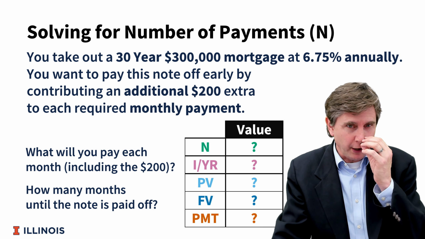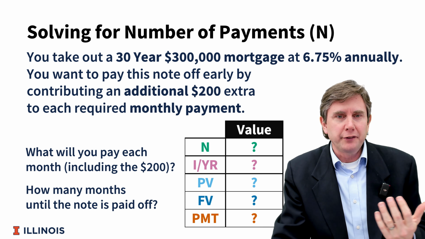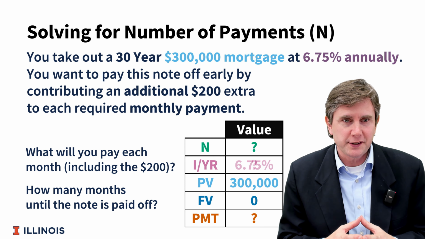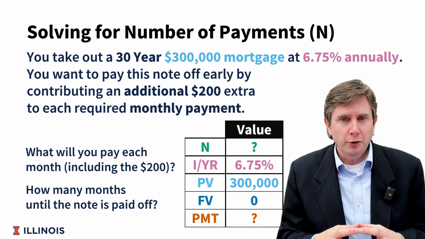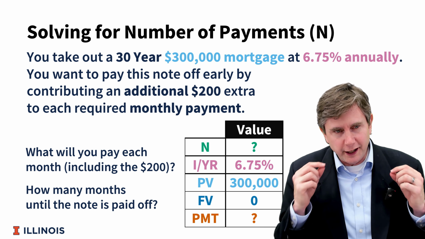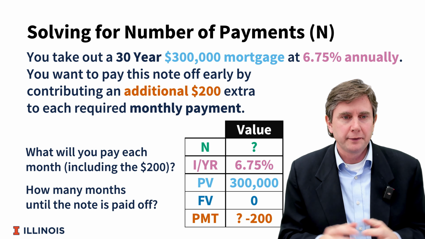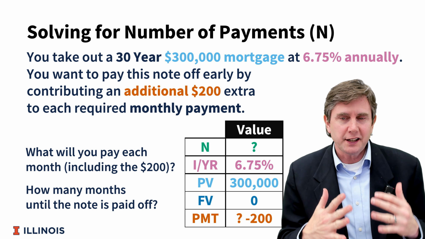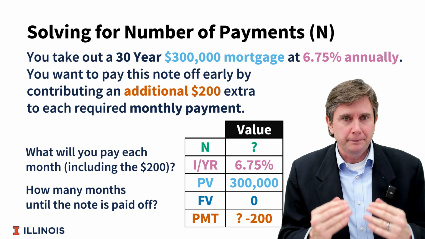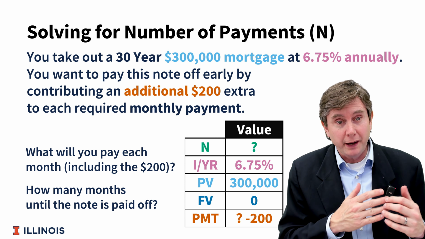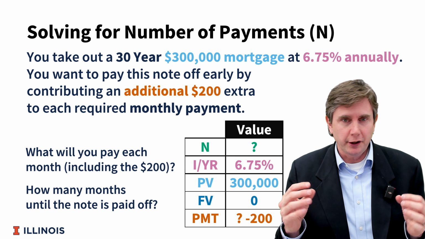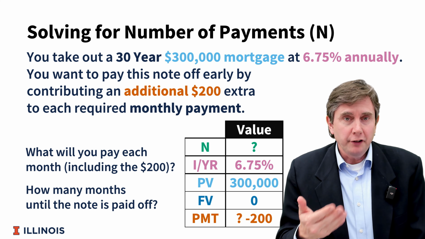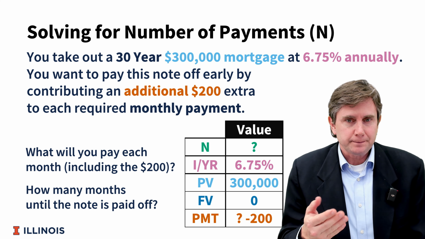Let's go ahead and go over the problem first. First, we're going to solve for number of periods. You take out a $300,000 mortgage at 6.75% annually. You want to pay this note off, contributing an extra $200 each month. How many months until the note is paid off? This is a classic solve-for-N problem. We know that if we pay the required payment, 360 months, a 30-year note, we're good to go. But what if I pay this note a little early?